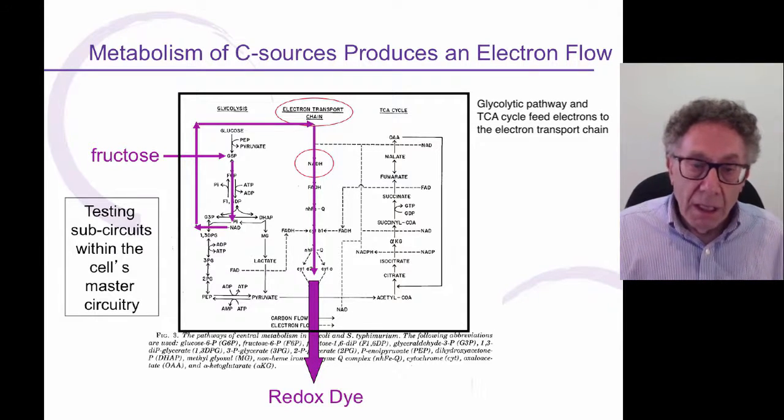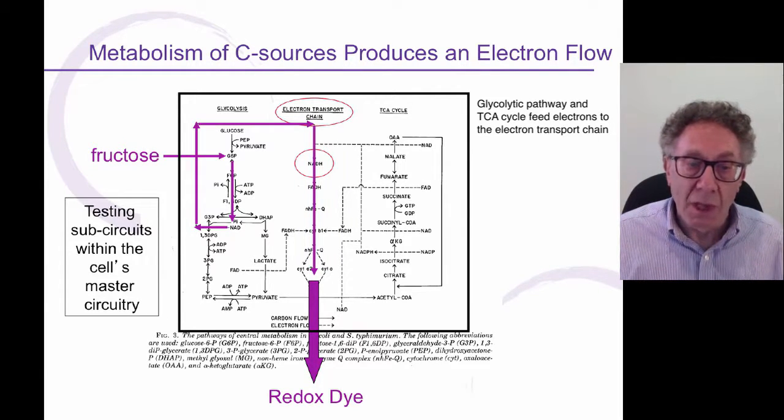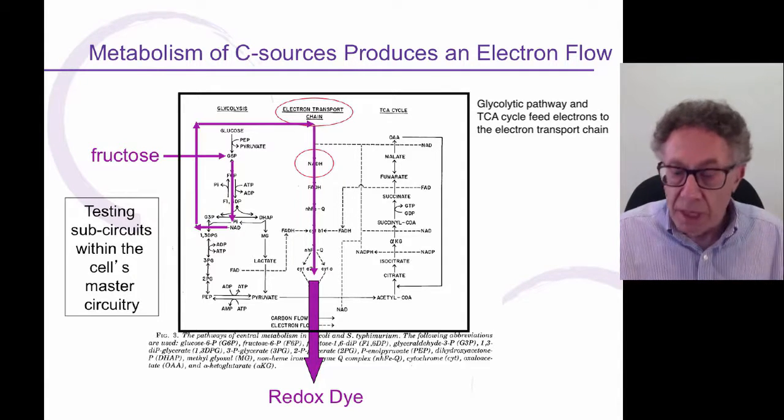And again, if you think of the master circuitry of the cell, each individual measurement is a subcircuit. And what we're doing then is by testing many subcircuits of the cell, we're eventually getting a more and more complete picture of the cell's master circuitry.